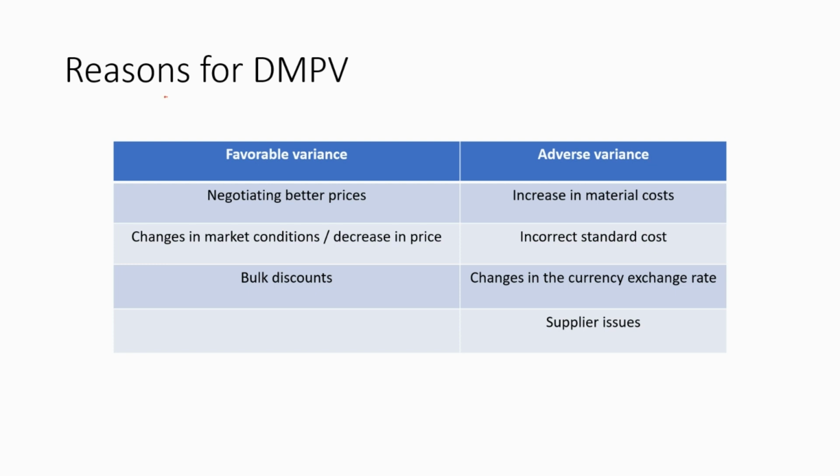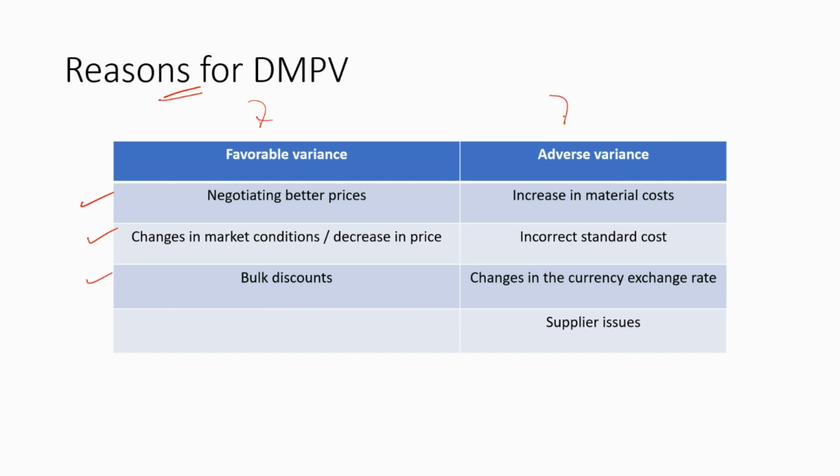Now let's discuss the reasons for direct material price variances. Favorable variances: negotiating better prices. This means the purchasing manager was able to negotiate better prices for the raw materials. This means the actual raw material prices are lower than the budgeted raw material prices. Changes in market conditions, which means a decrease in price. Bulk discounts. When businesses buy a large number of units at once, they will receive a bulk discount. This will decrease the price per raw material.